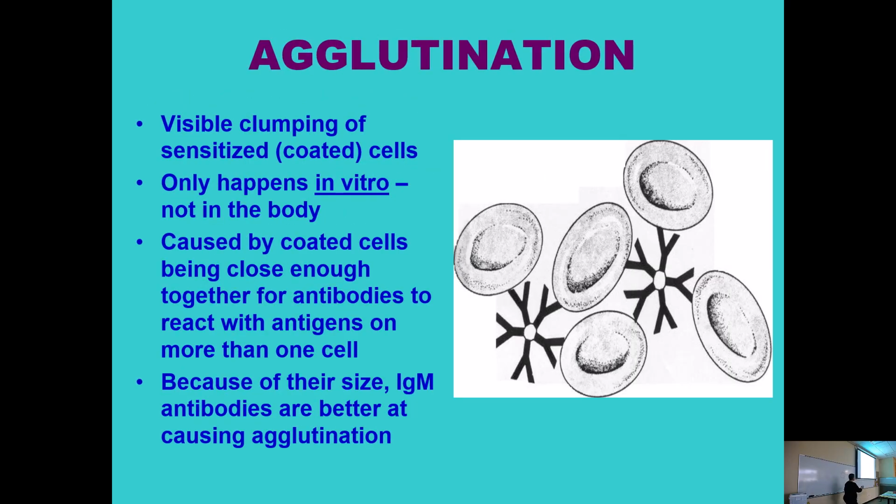Agglutination, though, we're looking at visible clumping. So see here how this IgG has 3 cells and this one has these 4 cells? And so now I've got a little clump of 5 cells. That's agglutination. This only happens in vitro. We don't get agglutination in vivo, thank goodness, because if you get a clump like that, now you're occluding one of your capillaries. Remember, capillaries are so fine, only 1 cell at a time can go through them. So that would be problematic if that happened in the body. It's caused by coated cells being close enough together for antibodies to react with antigens on more than 1 cell. Because of their size, IgMs are really, really good at creating agglutination.